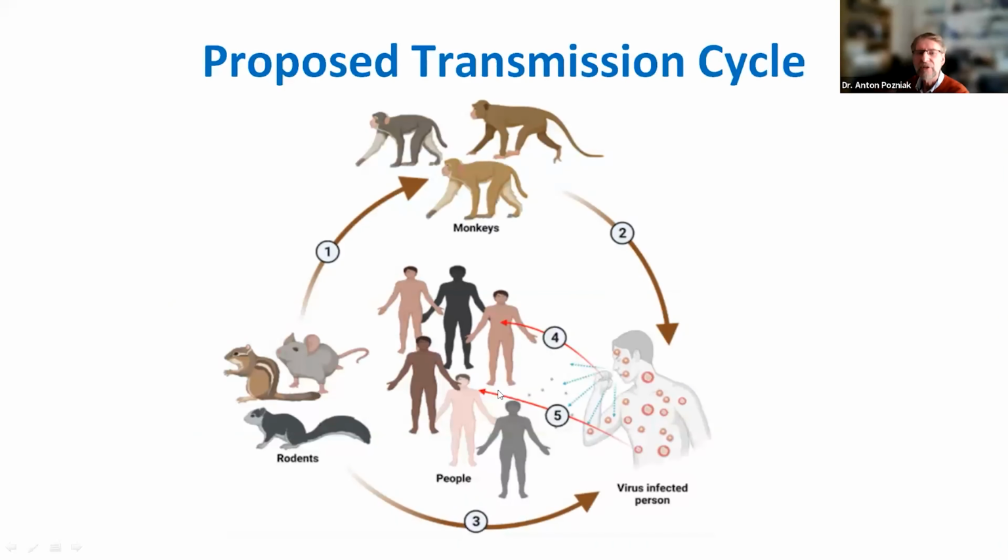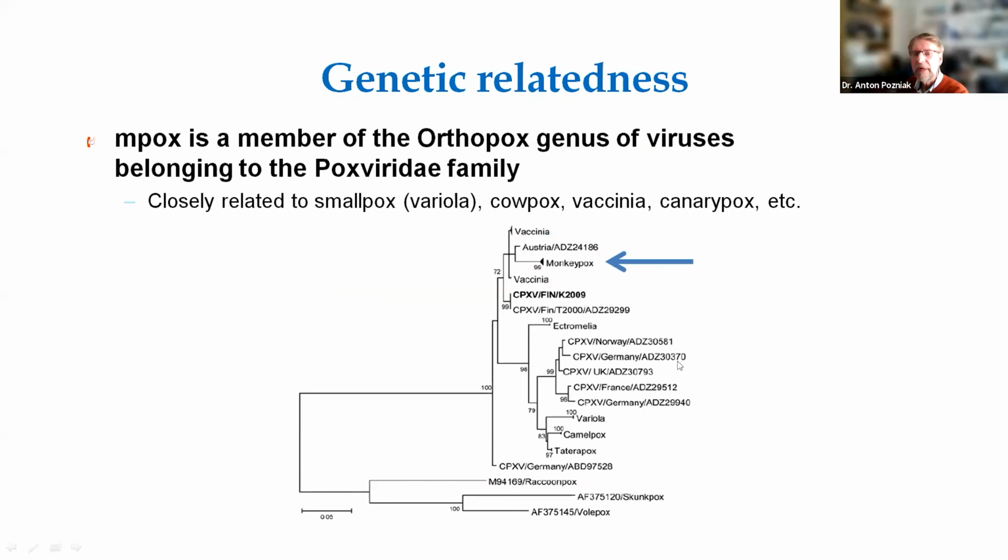And here's the transmission cycle. Out of these little rodents, it gets infected into monkeys, or as I've said with the prairie dogs, direct to humans, and from monkeys to humans here, and then human to human spread, as we know. So this is a sort of life cycle. It's a proposed one. Now, what about the genetics of this?